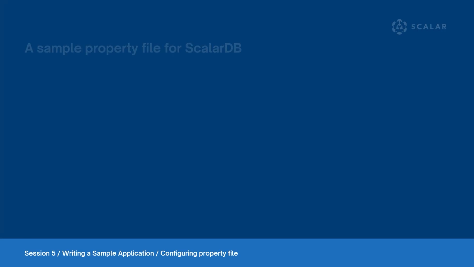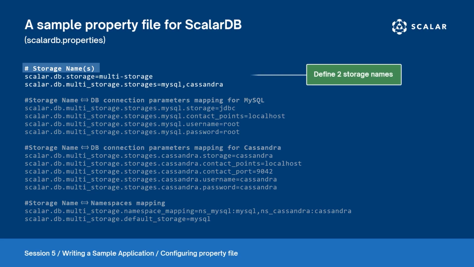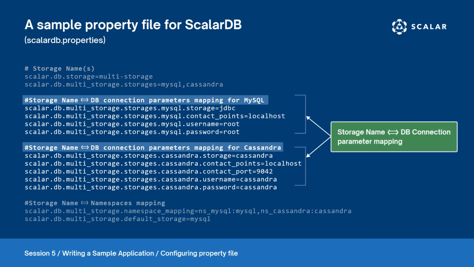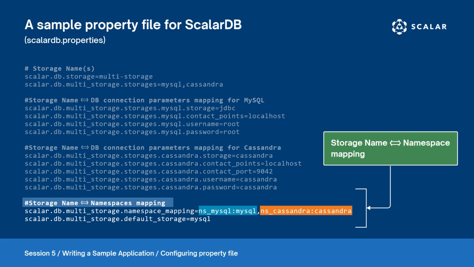Let's take a look at a sample property file, which we will use in this session. Here, two storage names are defined: MySQL and Cassandra. This is the mapping between storage name and database connection parameters. Check that the contact port is defined as a connection parameter in case of Cassandra, whereas not specified in case of JDBC. This defines the mapping of storage names to namespaces.